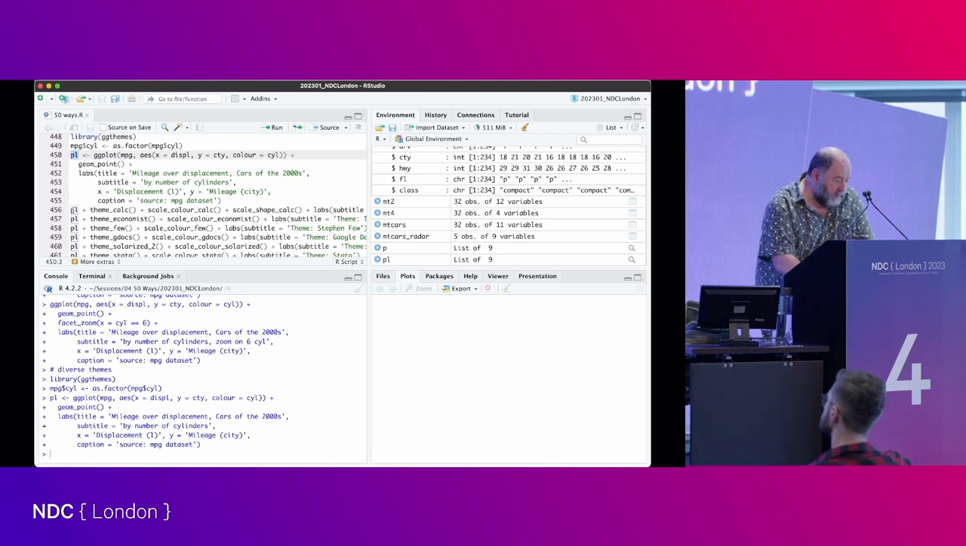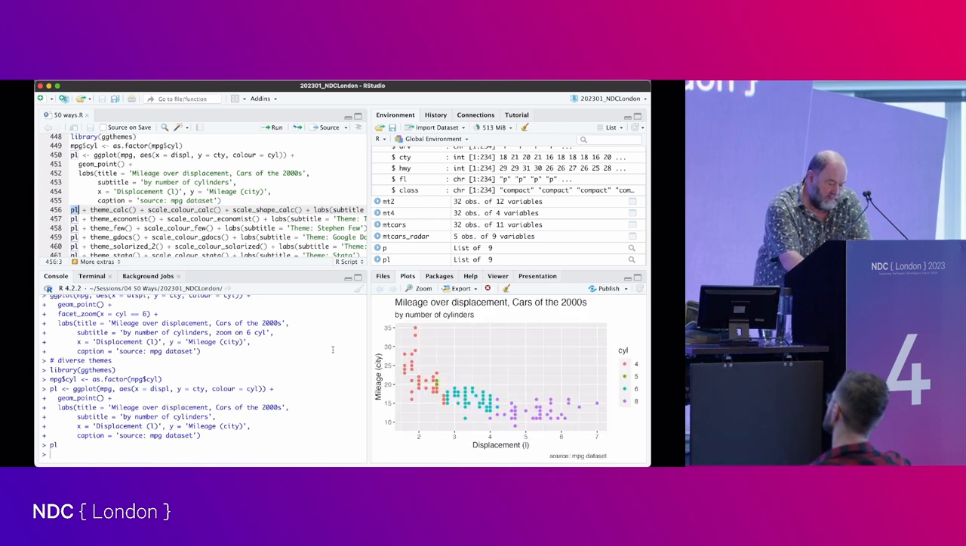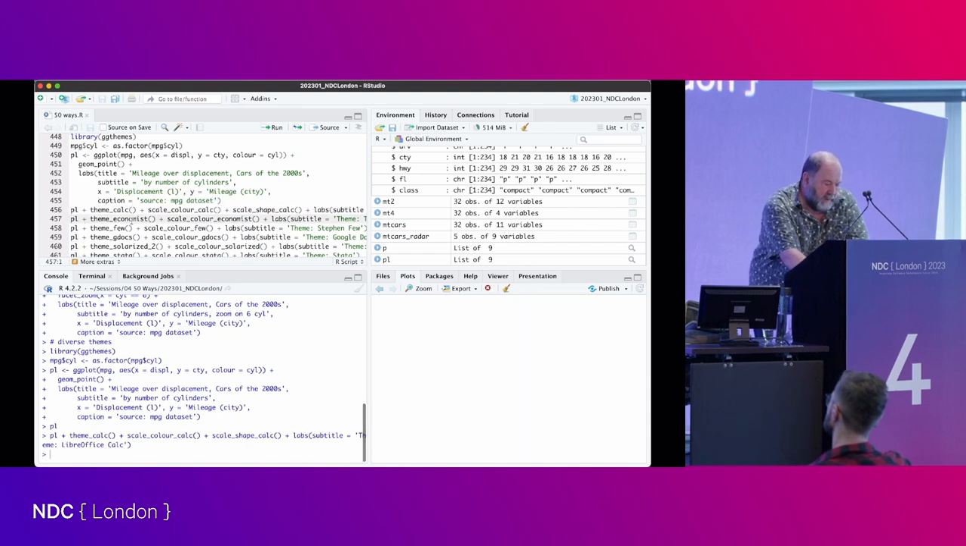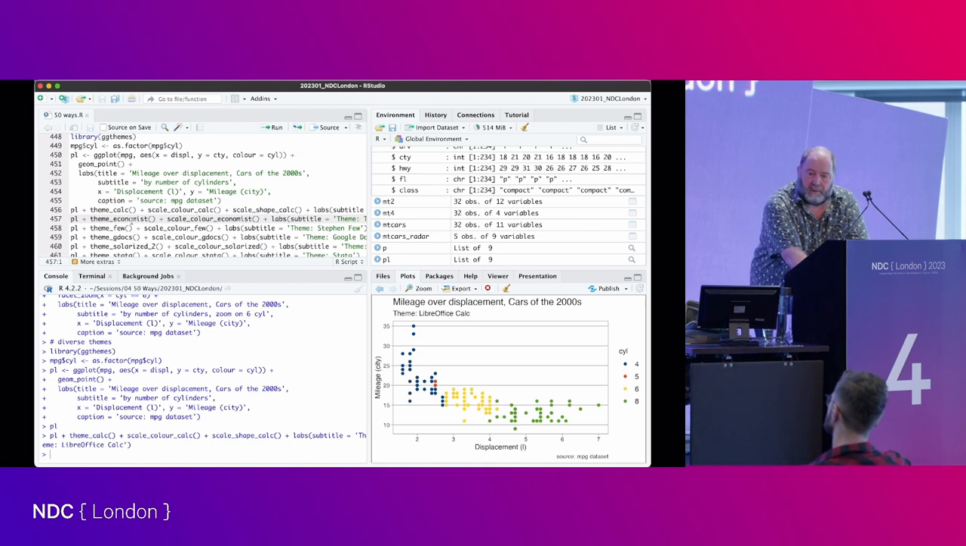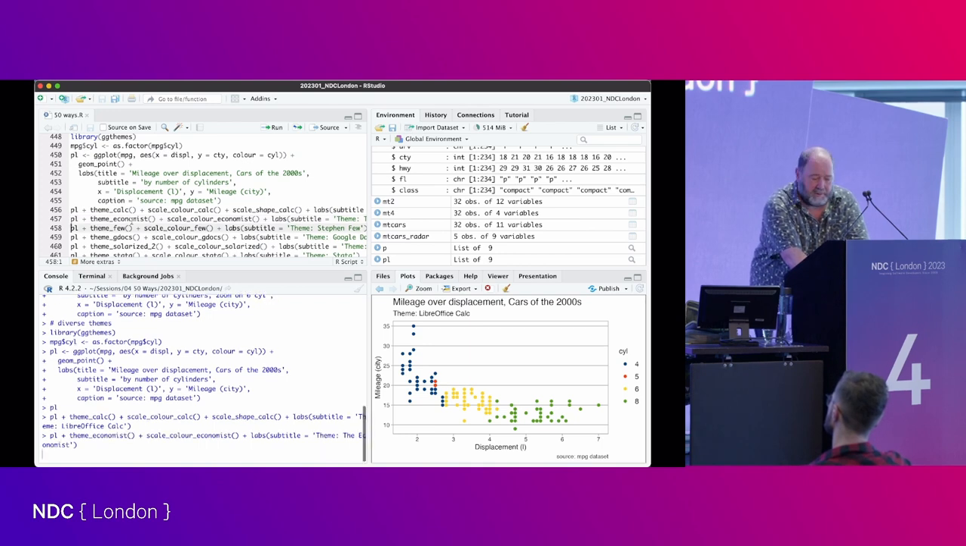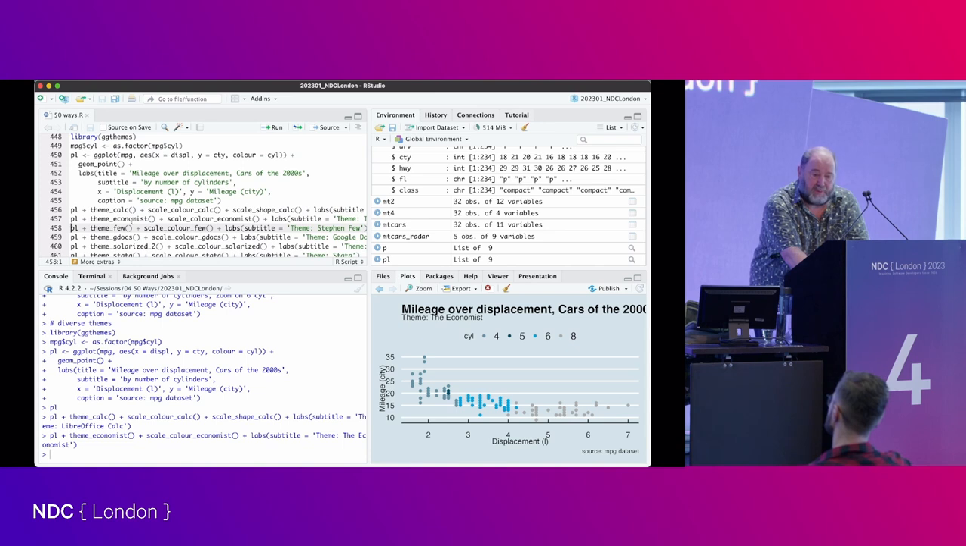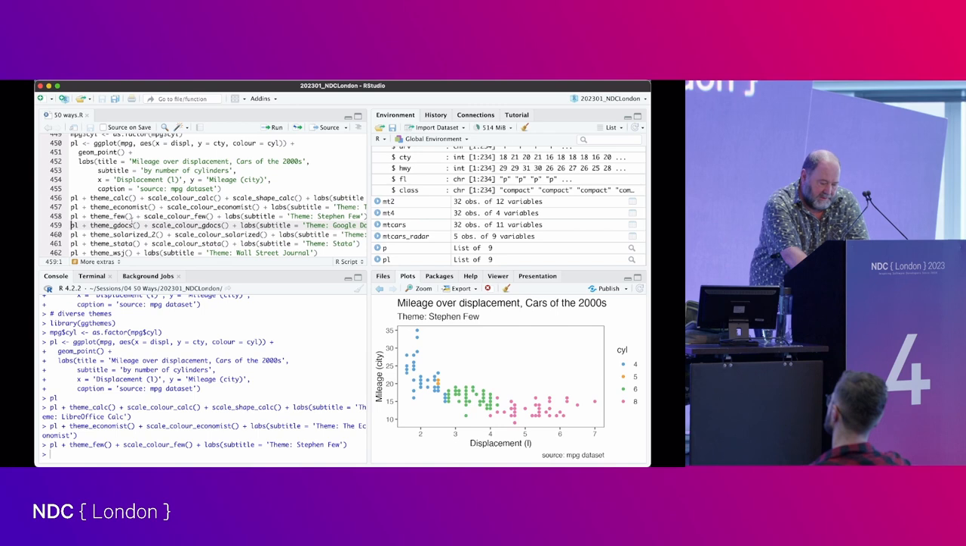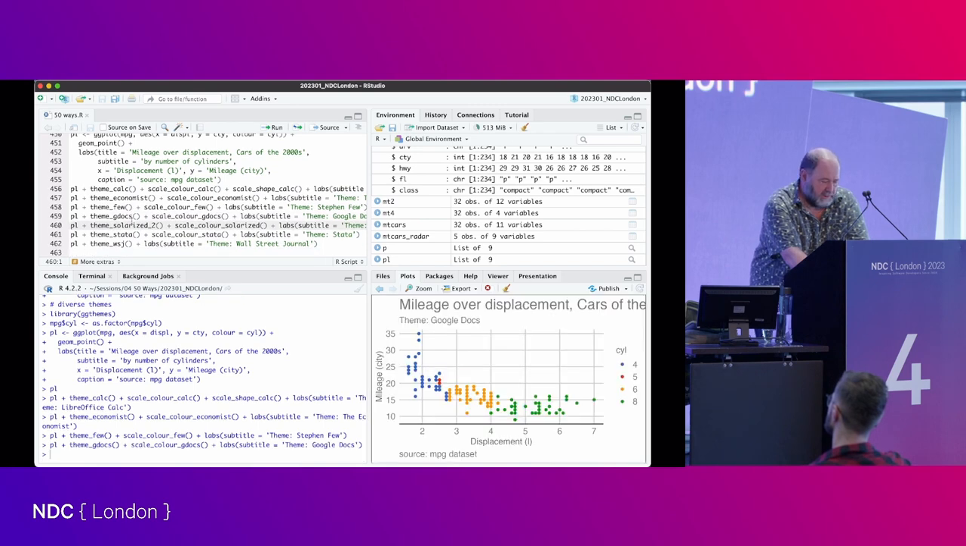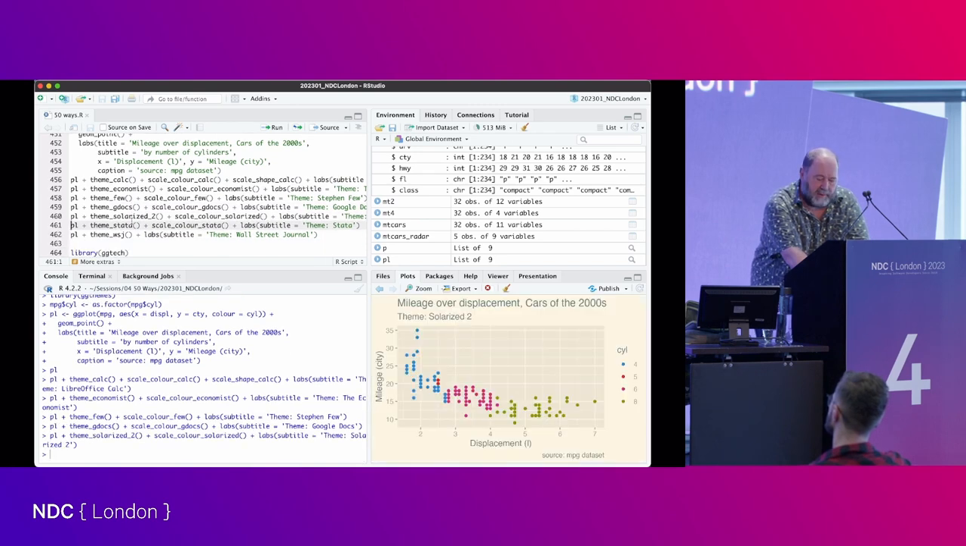So what I do here, I just call the variable and add a theme on it every time. Different theme. So let me see. No, that's the plot on its own. And then you can do themes like this. LibreOffice would make it look like this. The Economist, they have their standards that would look like this. Stephen Few, Google Docs. So it's always the same graph, actually, and I just added one theme on top of it.